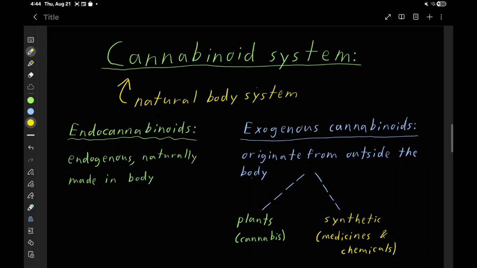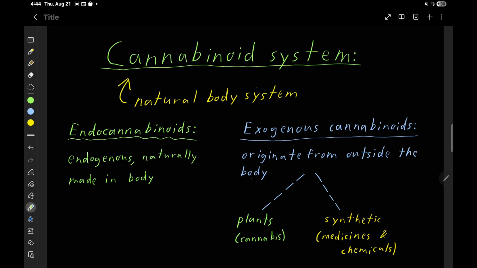In this video, we're going to learn about our body's cannabinoid system, which is a natural system of our body. And we're going to learn about how various endocannabinoids and exogenous cannabinoids can activate this system. So, endocannabinoids are messenger molecules that activate the cannabinoid system, but the prefix endo signifies that they are endogenous, meaning that these endocannabinoids, these messenger molecules, are produced naturally inside the body.